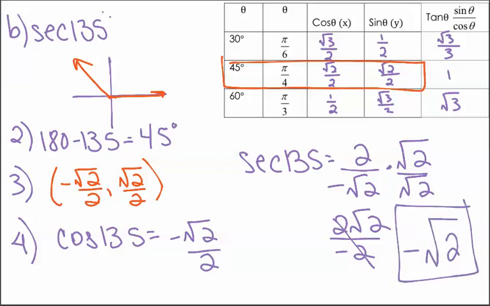Now the sign, being positive or negative, for cosine and secant is going to be the same. So you can see here that my cosine was negative and my secant is also negative. But we did have to flip it. We did have to find that reciprocal because it's a secant.